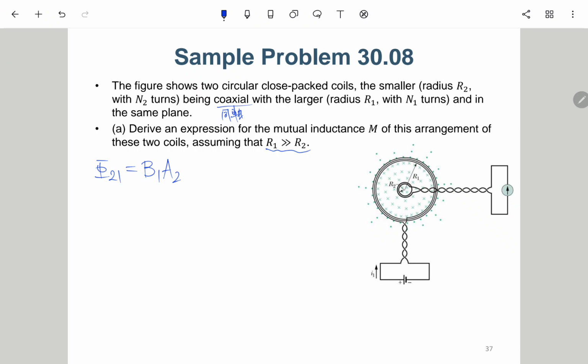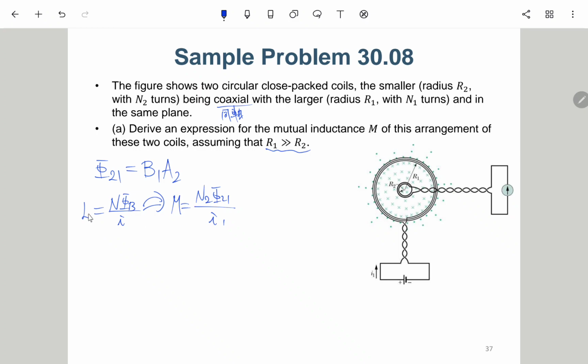Here we also have another equation, M equals N2 phi 2 1 over I1. Where does it come from? Imagine the self-inductance of an inductor: L equals N phi B over I. For the inductor we only have a single coil, so we don't need to play with the subscripts 1 or 2.